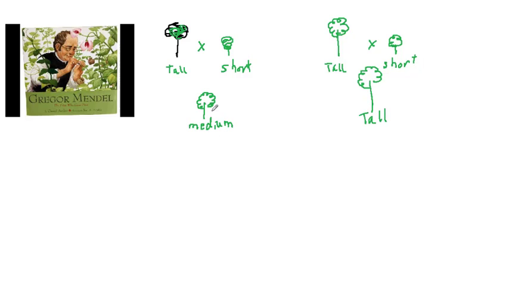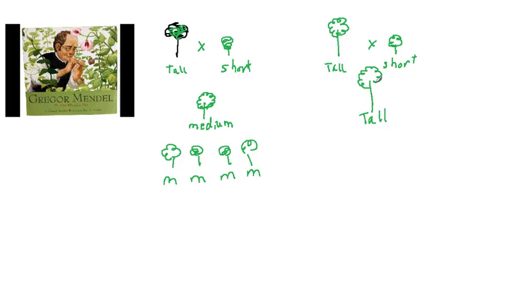And then what happens? See, plants you can cross-pollinate with themselves. So he took two of these plants, and he cross-pollinated them, and he expected to get all medium. All medium. So this is what the model was at the time.